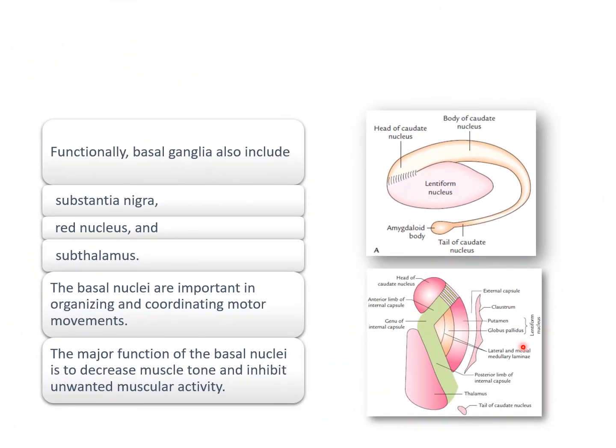Now functionally the basal ganglia include substantia nigra, red nucleus, subthalamus and basal nuclei, which are important in organizing and coordinating motor movements. The major function of the basal nuclei is to decrease the muscle tone and inhibit the unwanted muscular activity.